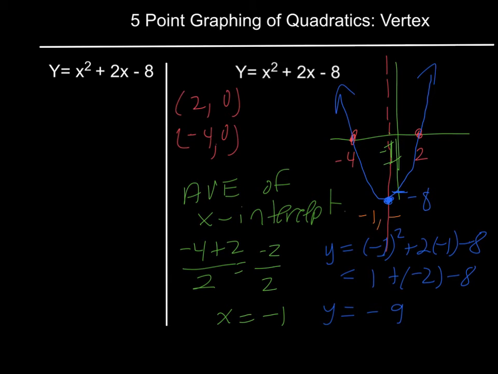-1, -9. That's this vertex right here. So the vertex is -1, -9.